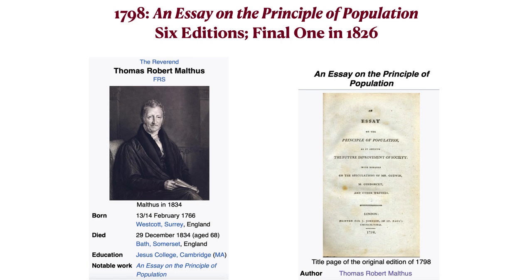Malthus's first work on this, An Essay on the Principle of Population, appeared in 1798 and was followed by 5 other editions, which substantially enlarged the argument. The second edition was much longer than the first. And the final one didn't appear until 1826.